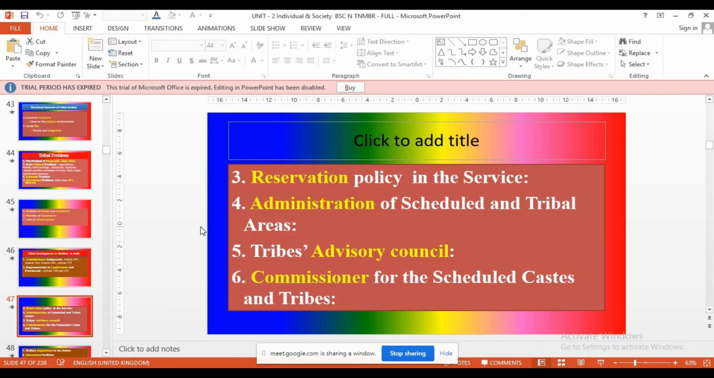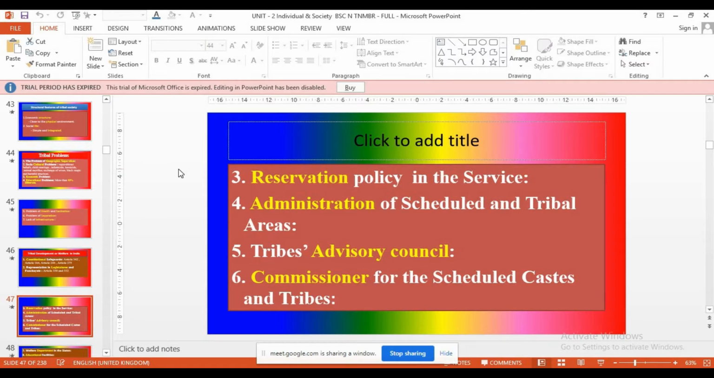Third one, reservation policy in service. As we know, for every type of government job, there is reservation for backward classes as well as SC and ST. ST means Scheduled Tribe, tribal society, tribal people. So in every government job, a particular percentage is reserved for tribal people.